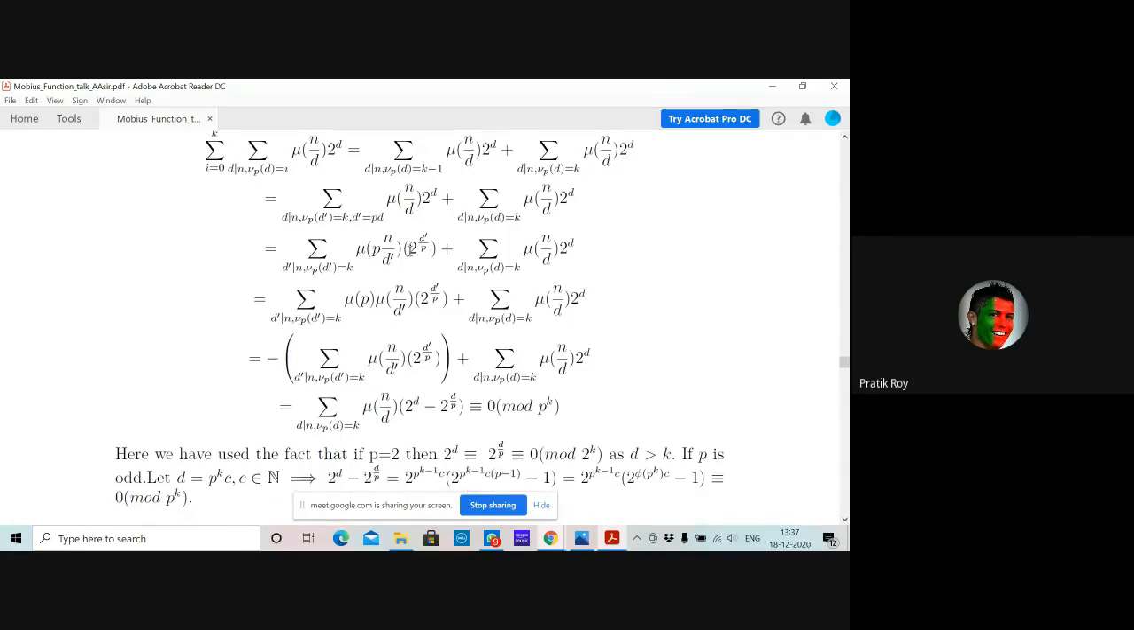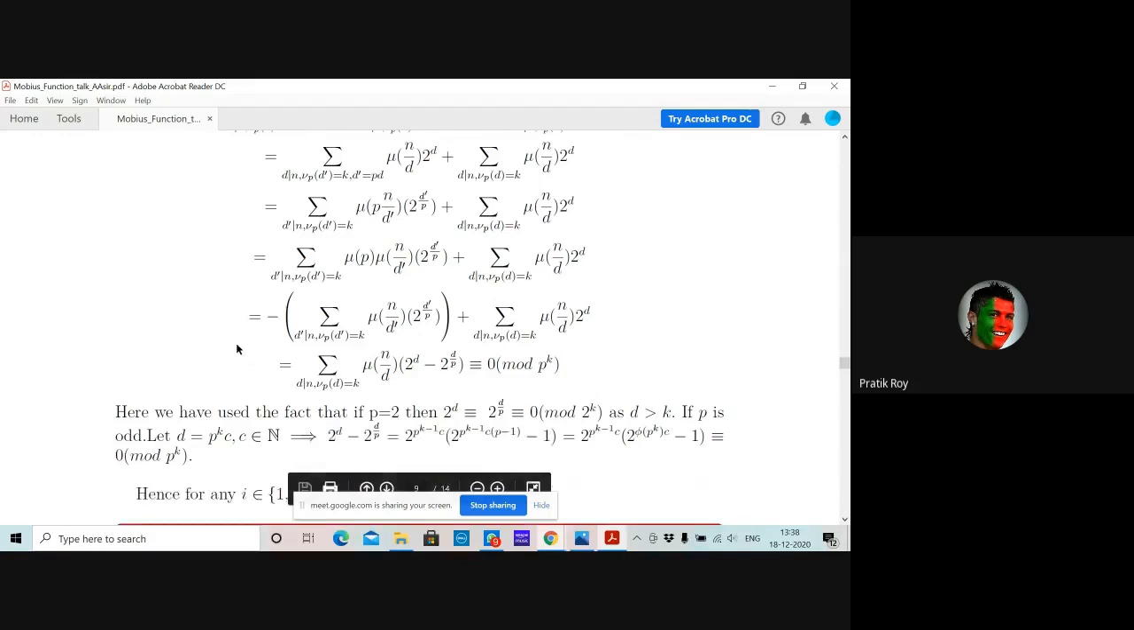Okay, now one thing I must observe is that I know that the highest power of p in n is k, and d prime also has the same highest power of p. So n by d prime will have no other power of p left in it, because the highest power of p in n is k, and the highest power of p in d prime is also k. So the entire k part is cancelled. So p and n by d prime will have GCD 1, and mu is multiplicative, so I can just pull them apart and write them as mu p into mu n by d prime into 2 to the power d prime by p. And I know that mu p is minus 1, so the sum turns out to be this one.